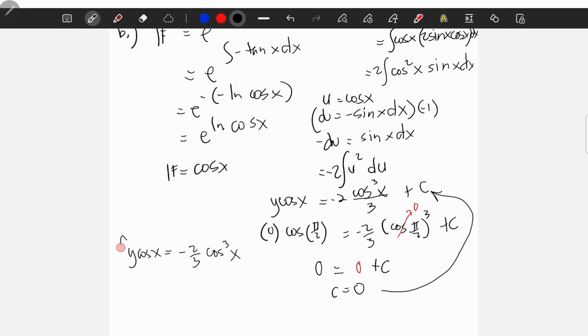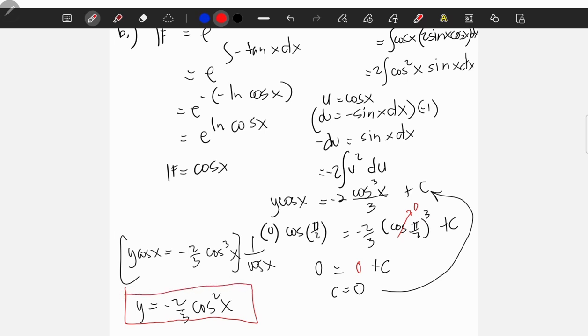Both sides have cosine. We can divide both sides by cosine x. So y equals negative 2/3 cosine squared x. So our answer is y equals negative 2/3 cosine squared x. So this is the particular solution. So we are done with linear DE.